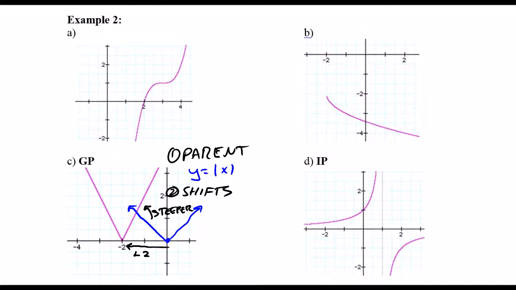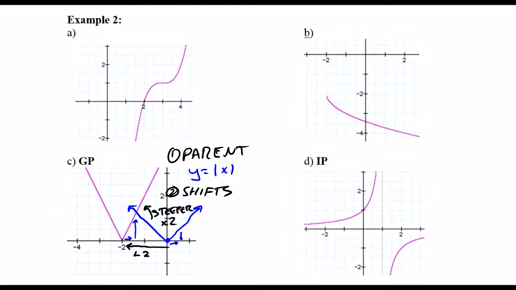How much did it get steeper by? Oh, well, we can tell that by looking at the slope. Remember, steeper means that there's a bigger slope. So on our parent graph, if we look at our slope, rise over run, we've gone 1 and 1. So it's a 1 over 1. Over here we have 1 and 2. So that means this graph is steeper by 2. 2 times steeper.